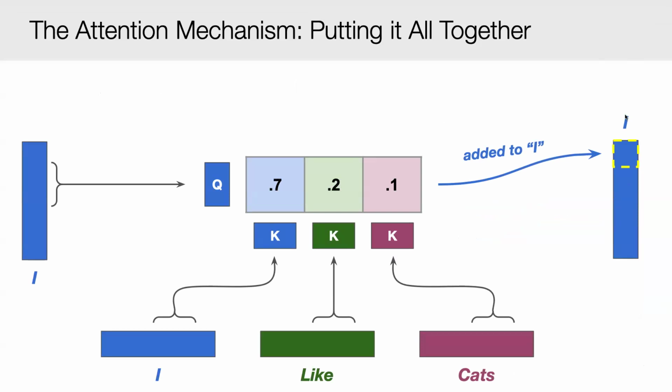Okay, cool. Like he was saying though, we are just taking the keys, moving them to the bottom there, and we're just looking at one row of the attention pattern. So for a given query, I, we find out exactly how much of I, how much of like, and how much of cats will go into updating it.